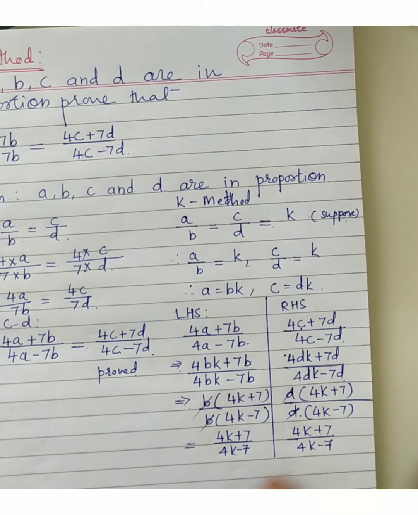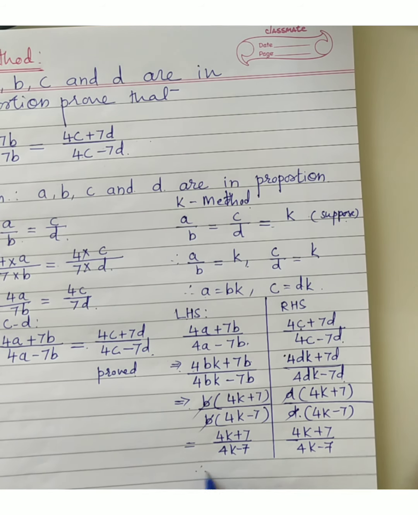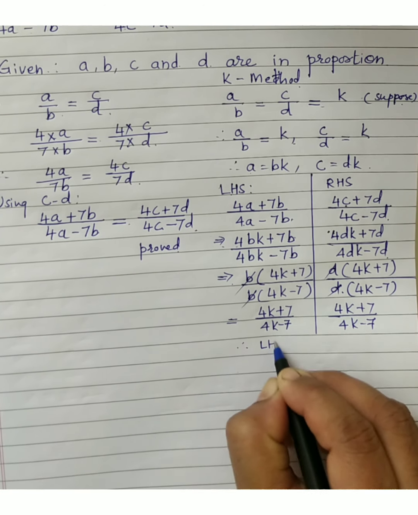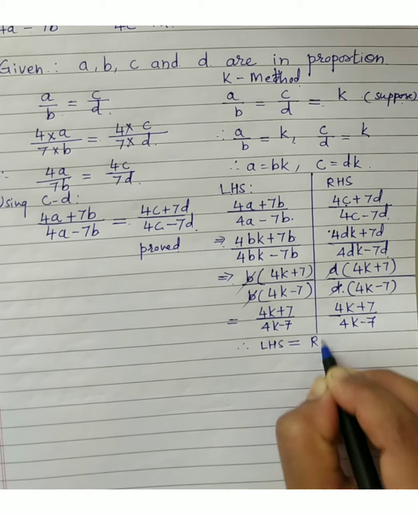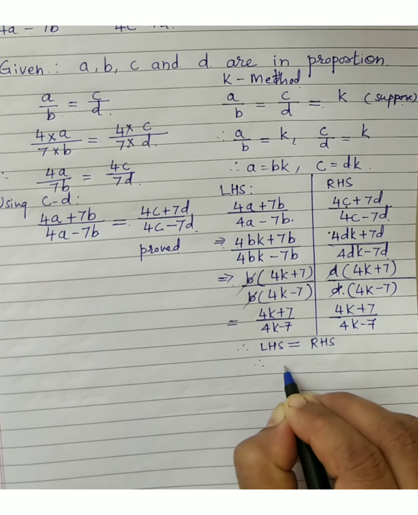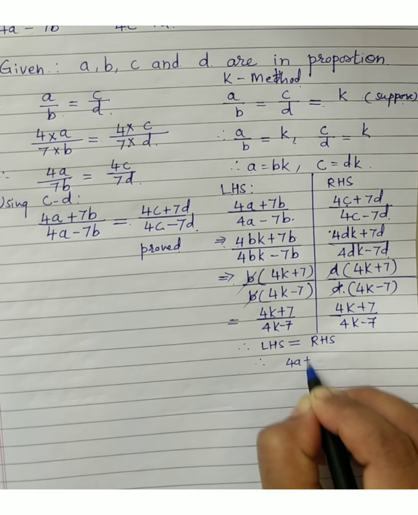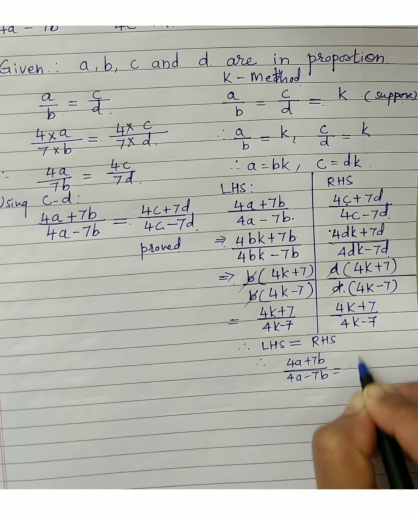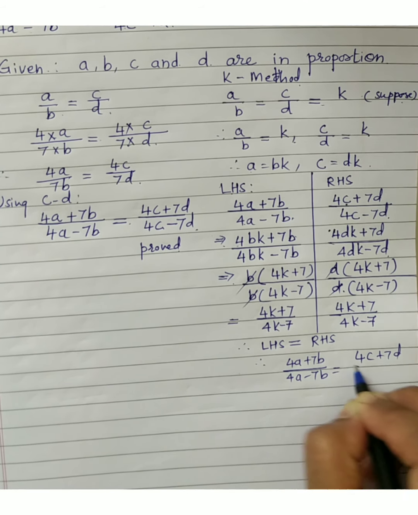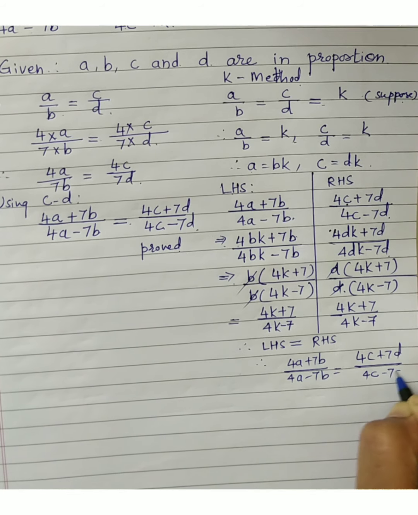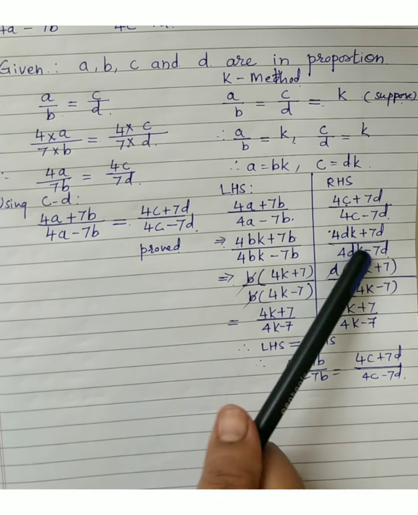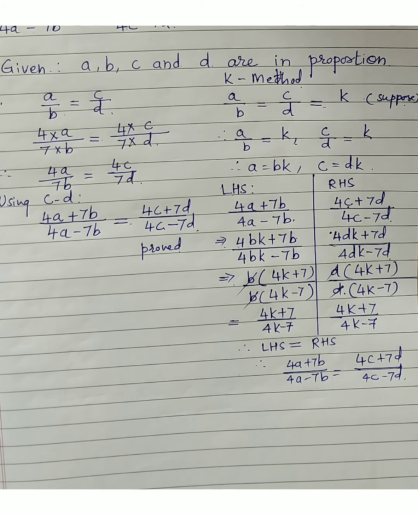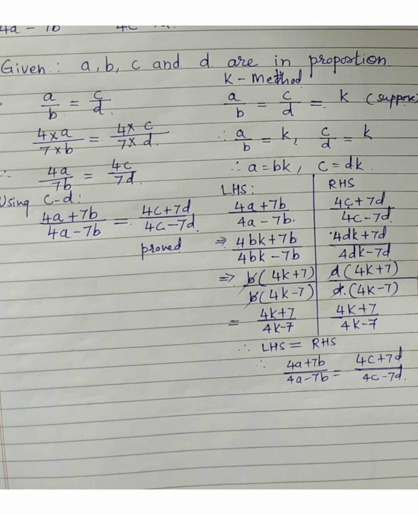So what have you shown? LHS is equal to RHS. Write down the statement here. Therefore LHS equals RHS. Thus 4a plus 7b upon 4a minus 7b equals 4c plus 7d upon 4c minus 7d. Same question by two methods. It is very simple to see which one has gone easy in this question. But that is not the case always. I'll show you one more sum.